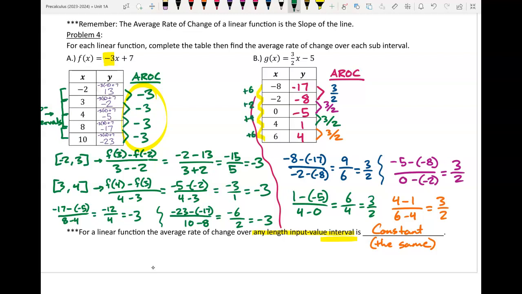And the same thing if we look at the other one over here, those are different lengths. So it doesn't matter what the lengths of our input values are, the distance between those input values, if we set up our average rate of change, they will be the same. They will be constant. So linear functions will always have a constant rate of change. Our average rate of change for linear functions is constant. So linear functions give us a constant AROC, average rate of change.